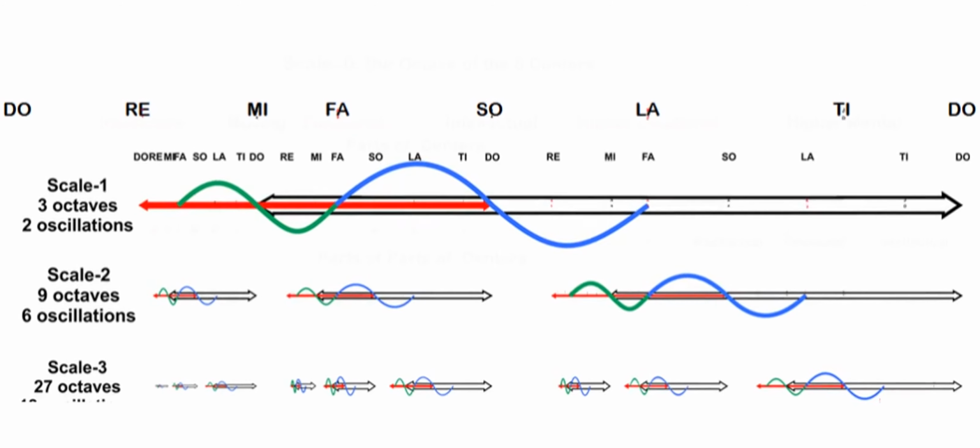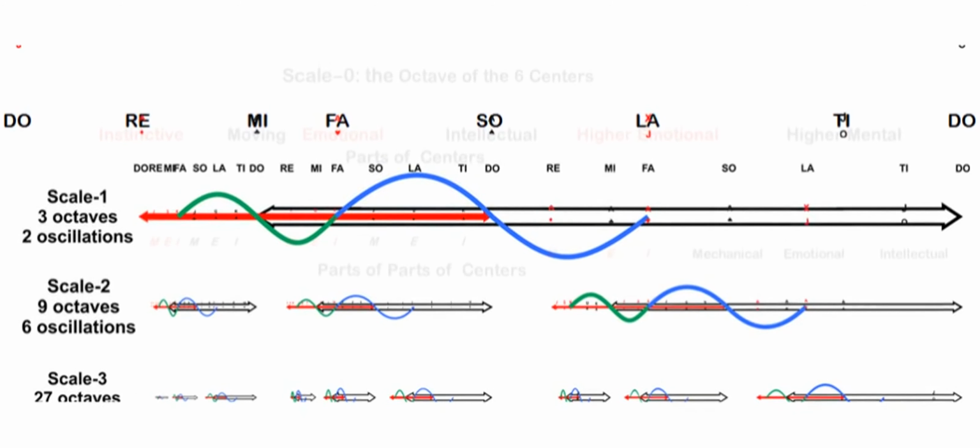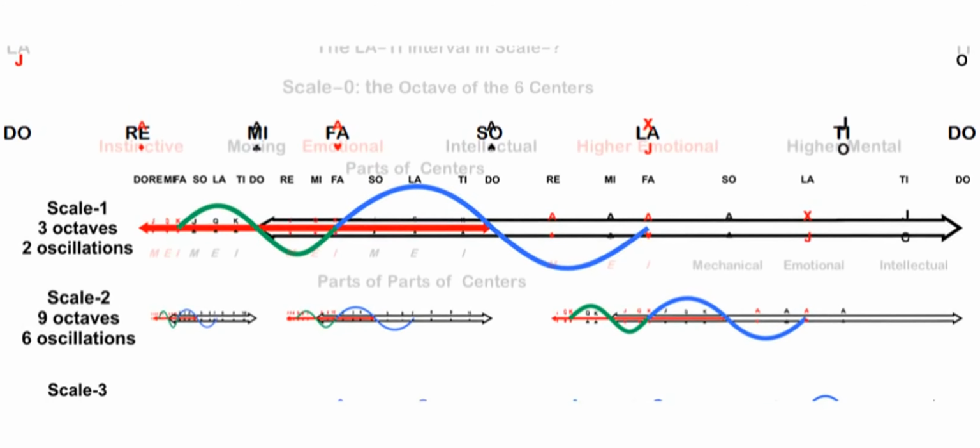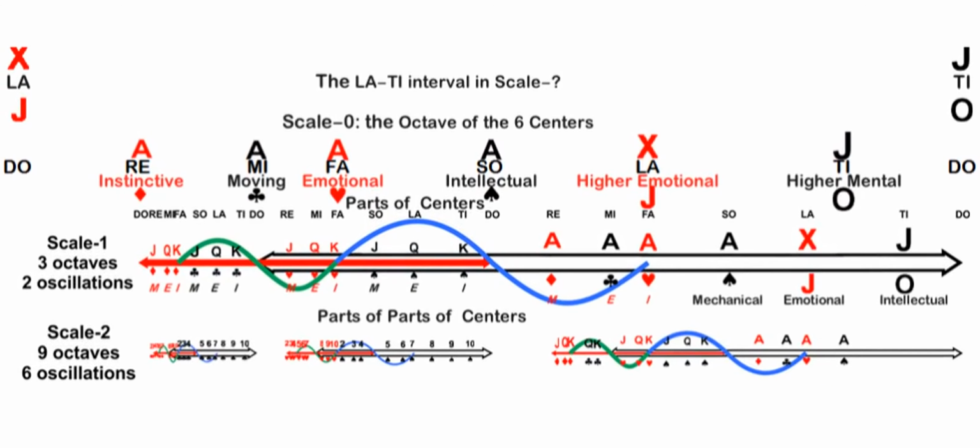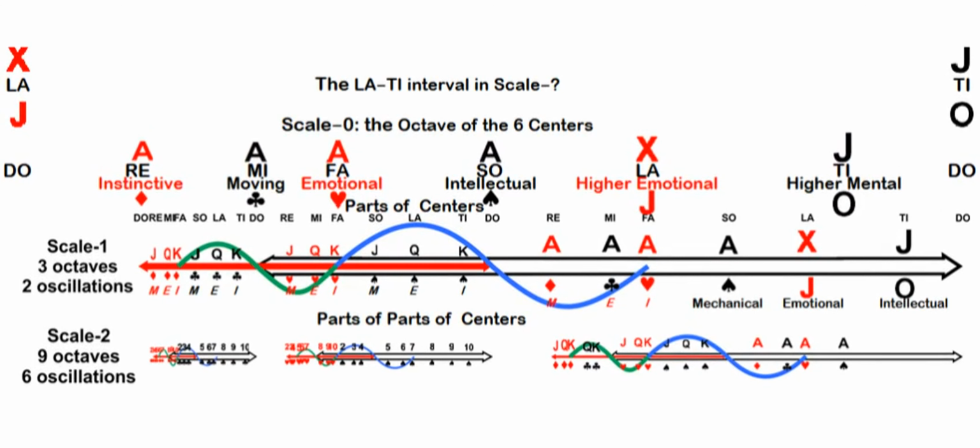Scale 0 and scale 3 disappear for now, and the card labels and the legend of centers and their parts fade in. The legend describes the centers of a human being, their parts, and their parts of parts, but now on a to-scale diagram.